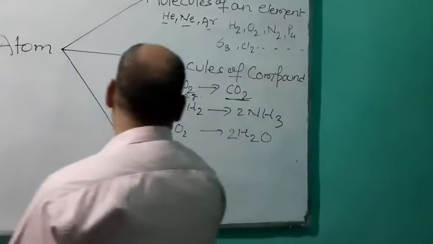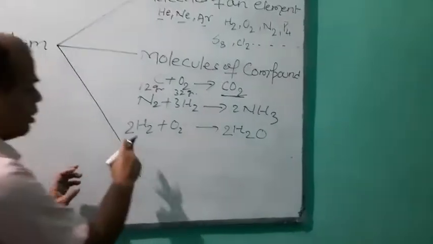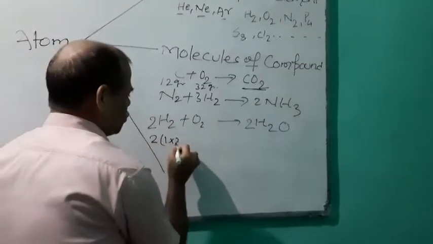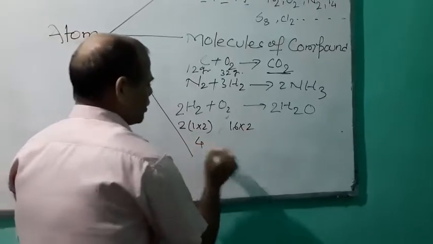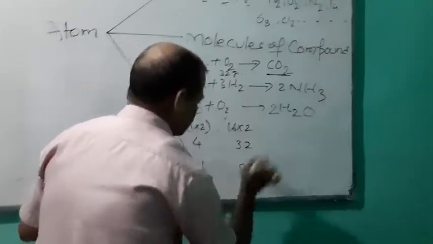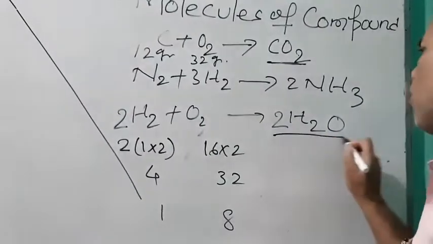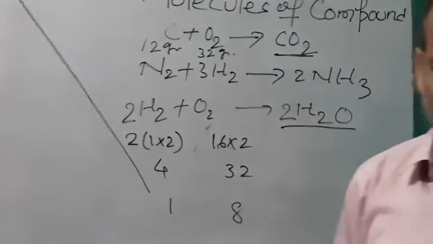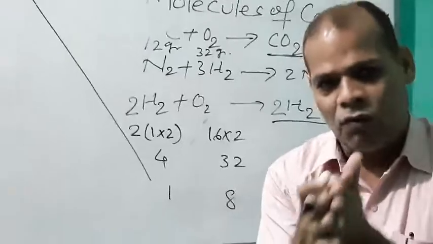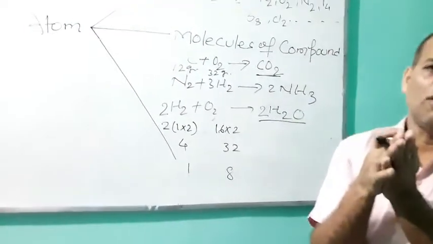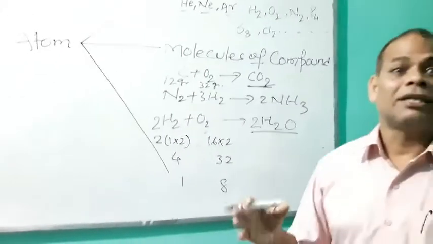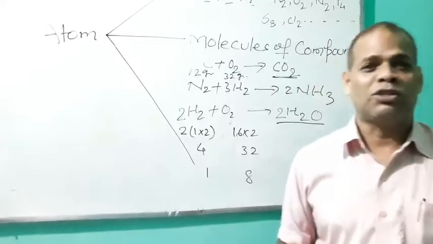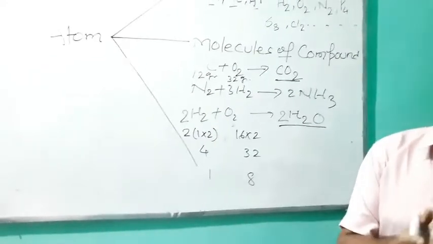Similarly, if you want to find out the ratio for water, first of all you have to balance this equation. So here you see 1 into 2 plus 16 into 2, that is 2 and 32, so 1:8. So when hydrogen and oxygen combine to form water, what is the ratio by their mass? It is 1:8.